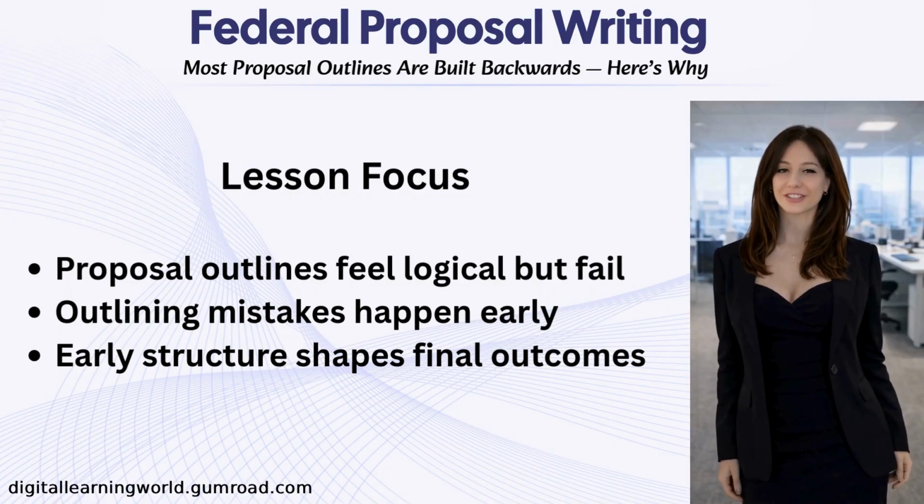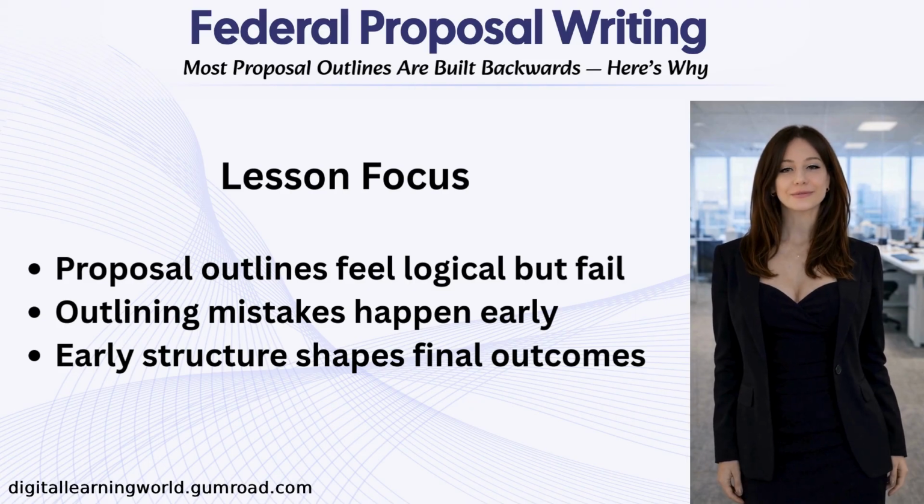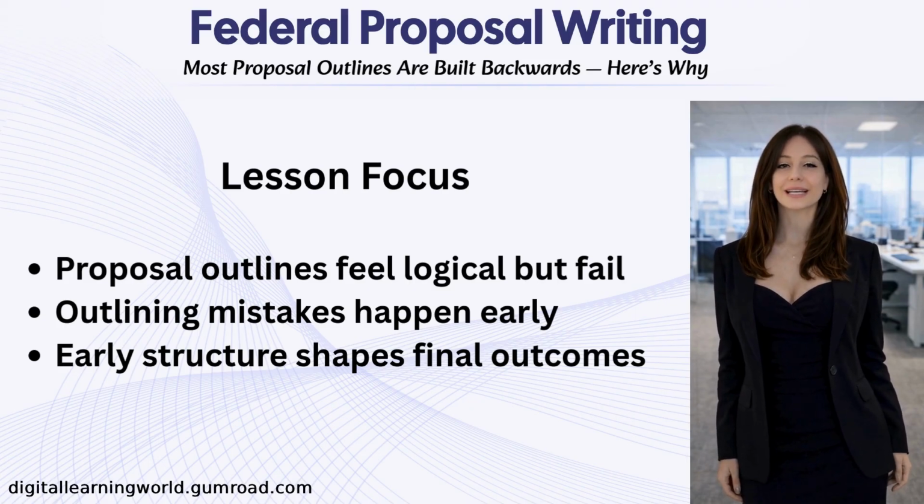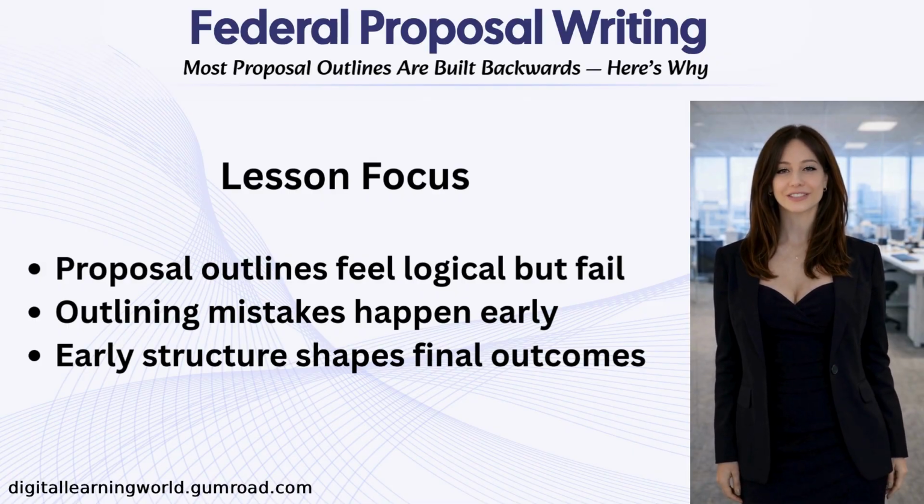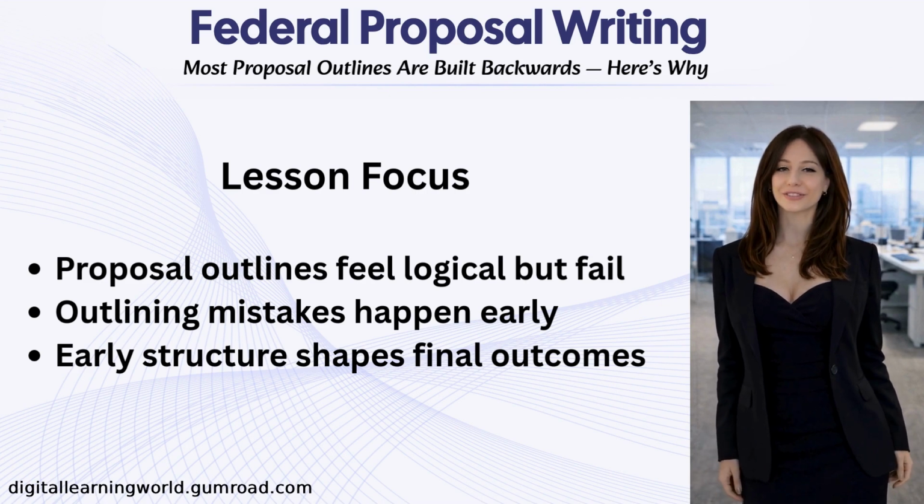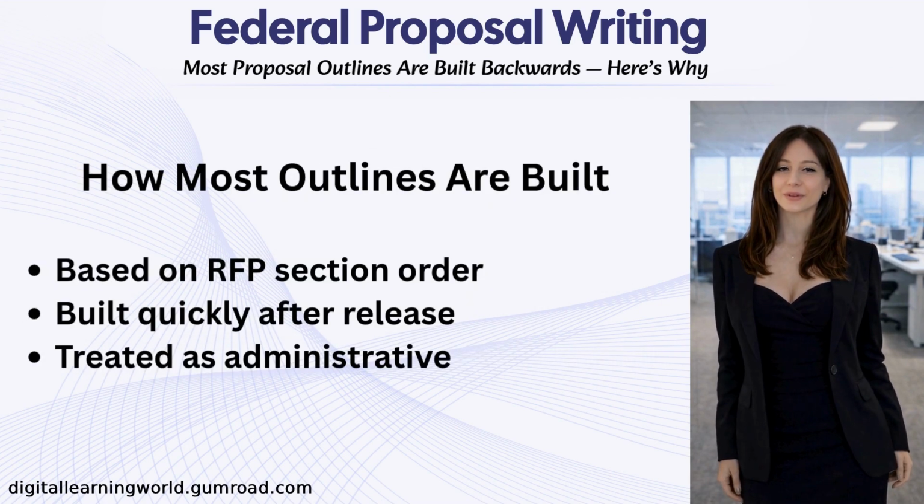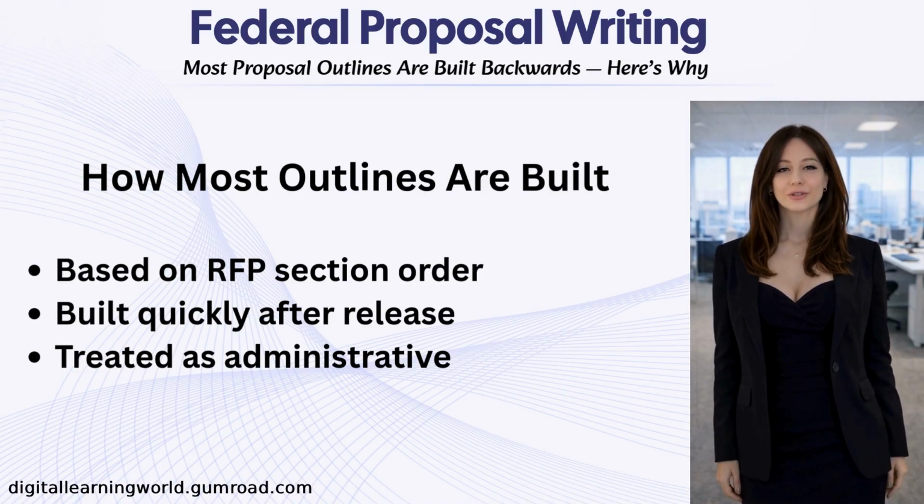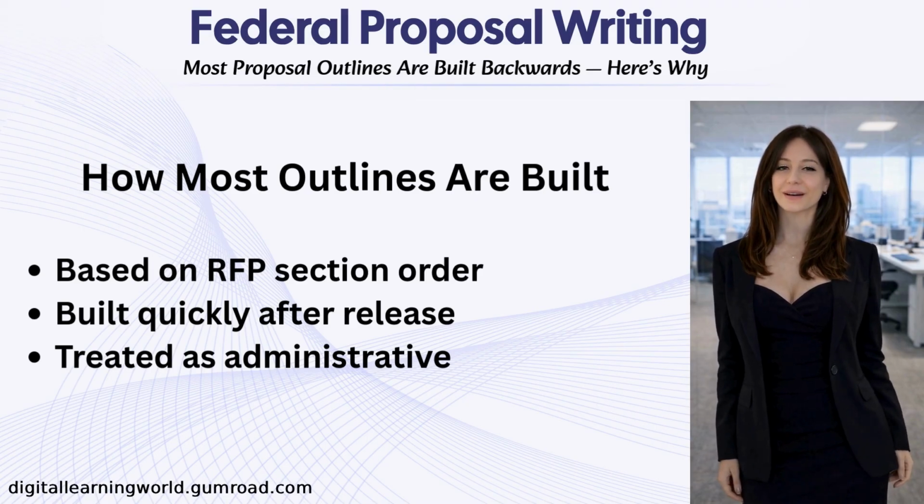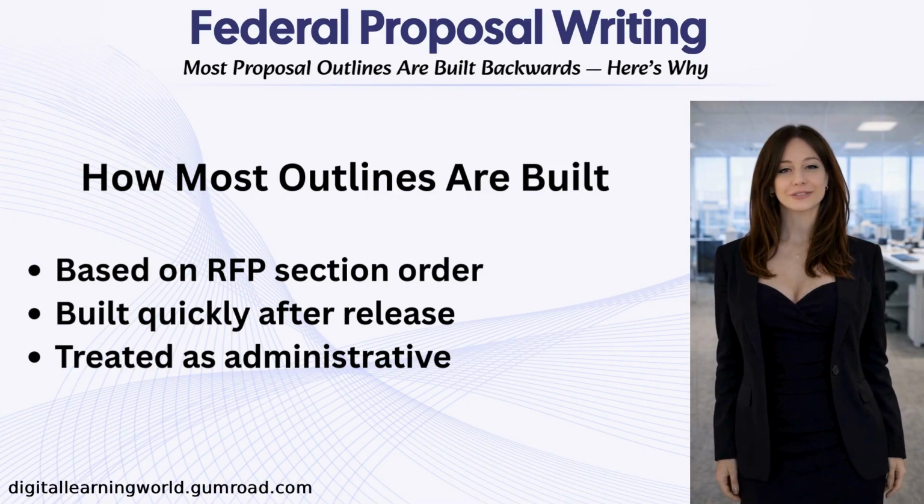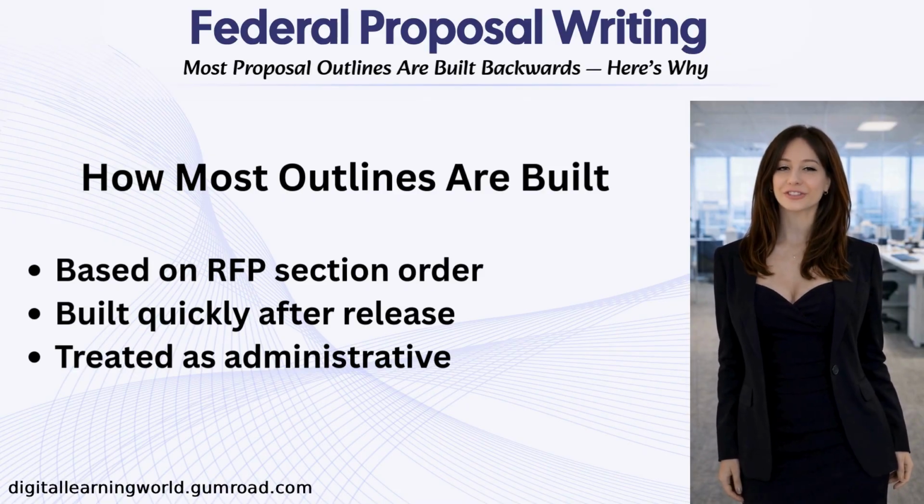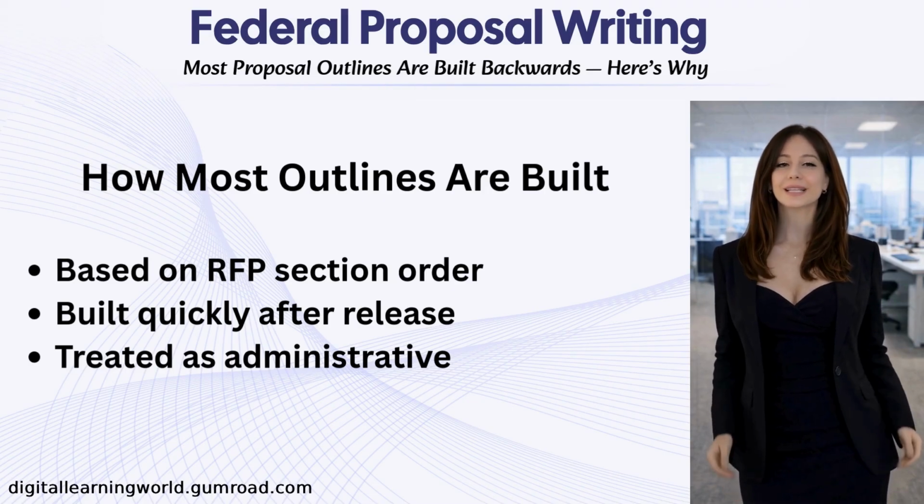Let's focus on today's topic: why most proposal outlines are built backwards. Outlines are meant to create clarity and control, but in proposal environments, they are often constructed in ways that quietly undermine the entire effort. To understand this, we first need to look at how outlines are usually created. Most outlines are built by copying the RFP section structure and turning it into a table of contents. This is often done quickly after the solicitation is released and treated as an administrative step so writing can begin.